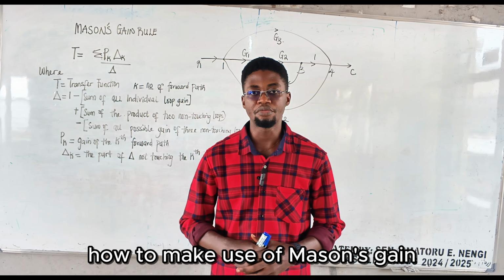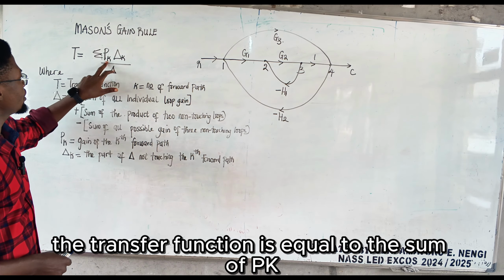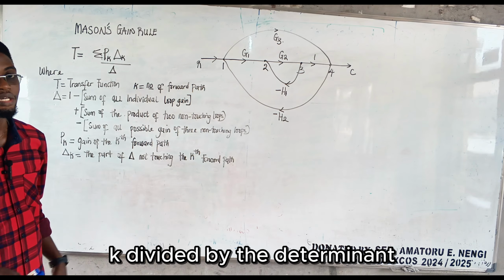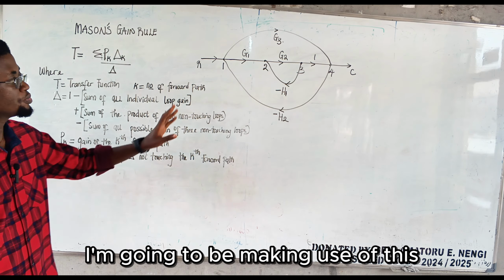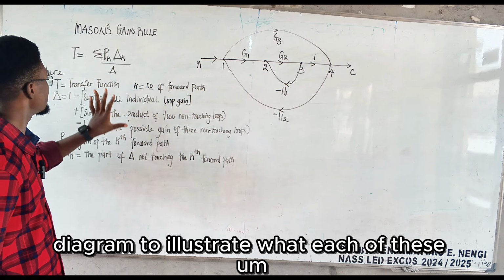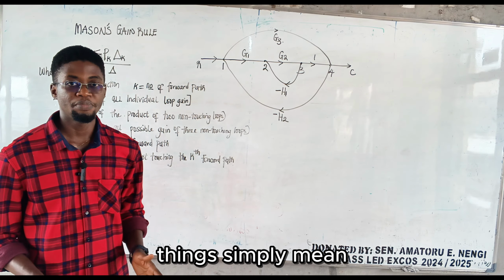So here is the formula of Mason's gain rule. This is Mason's gain formula. It's simply the transfer function is equal to the sum of Pk times delta k, divided by the determinant delta. What does this mean? I'm going to make use of this diagram to illustrate what each of these terms simply means.